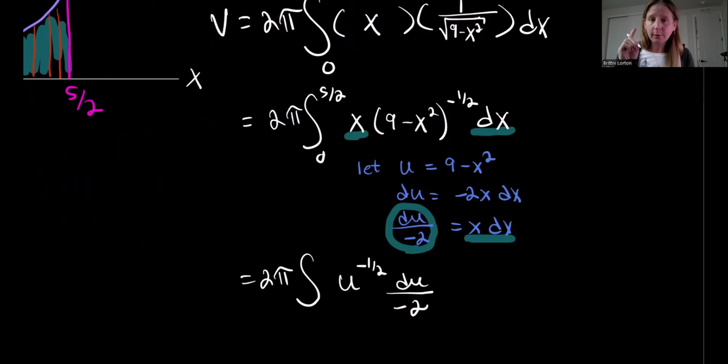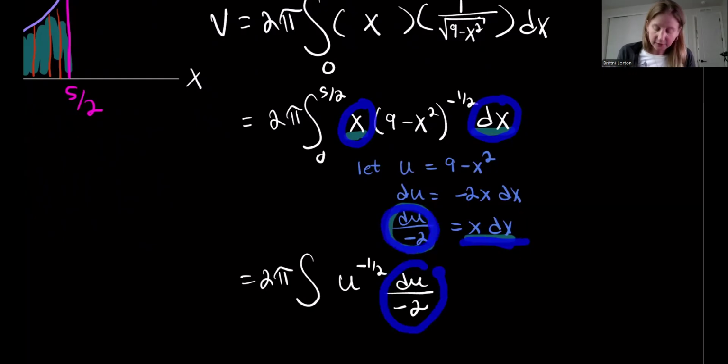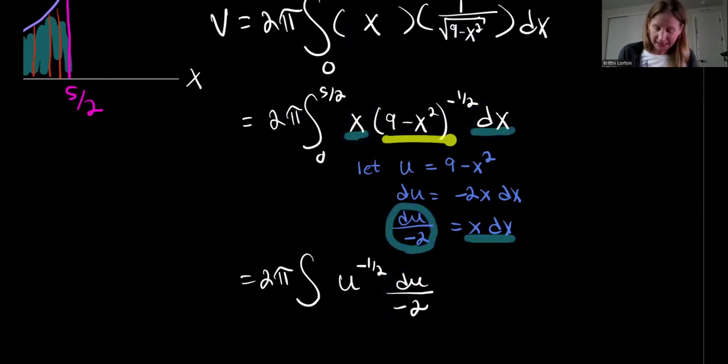Let me point this out one more time. If you're watching, be really careful with this. It was the x and the dx together that got replaced with the du divided by negative 2. And then the other thing that was left over was just this 9 minus x squared to the power of negative 1/2, which just was u to the power of negative 1/2.